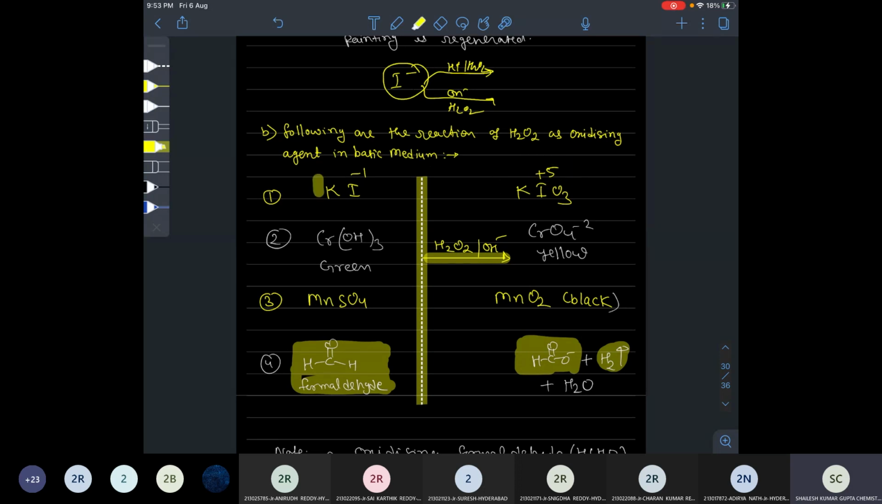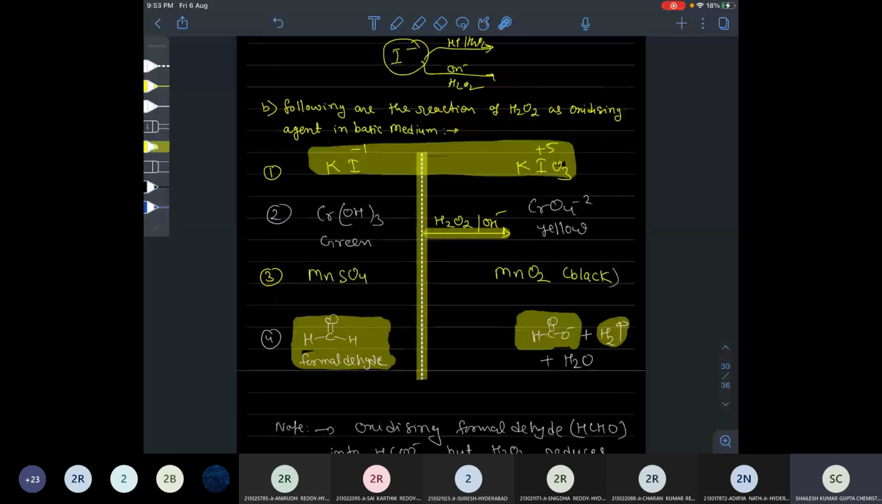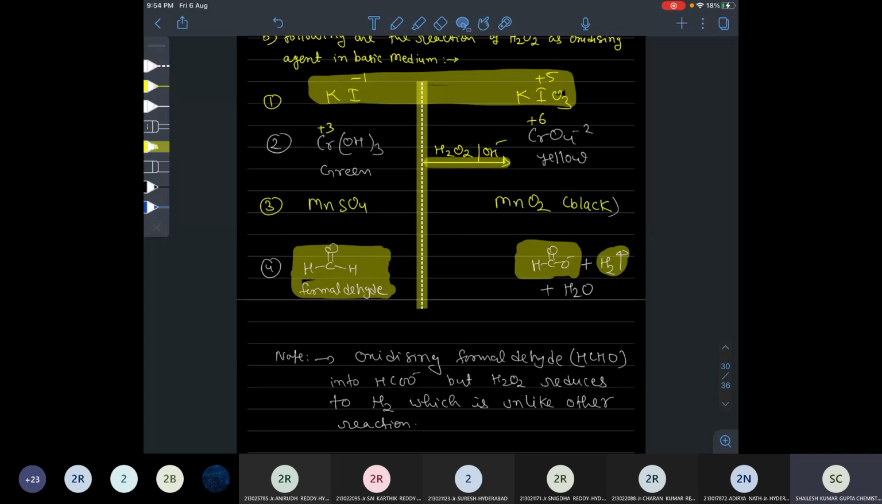So this reaction I would like to highlight, because if you look at KI it is going to I2 in acidic medium, whereas in basic medium also oxidation is taking place and going here. Like that, you can see that even chromium hydroxide in +3 goes into chromate +6, again green to yellow. These reactions you are supposed to learn through these examples. That's how you will know. Otherwise, you apply common sense and think about it. You will get it in that case also. Right? It's not necessary to mug up all the reactions. You can have common sense.